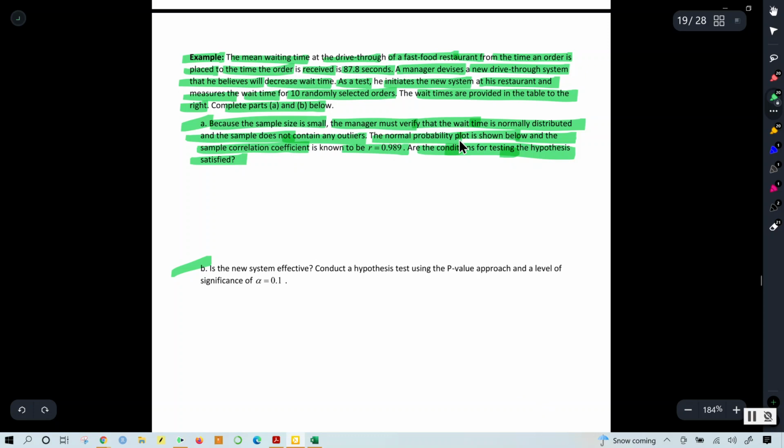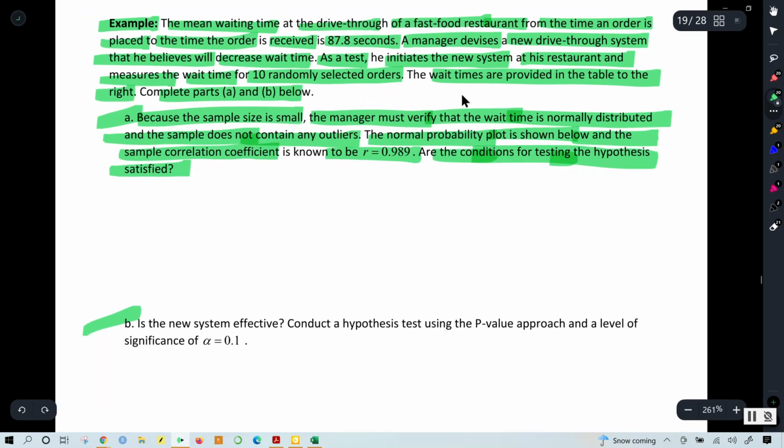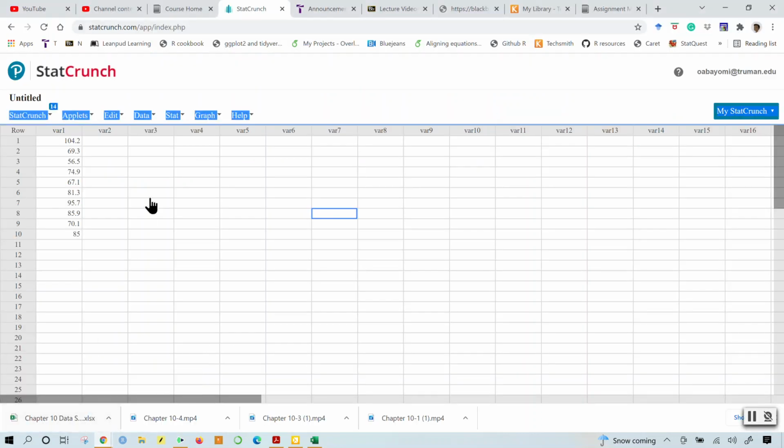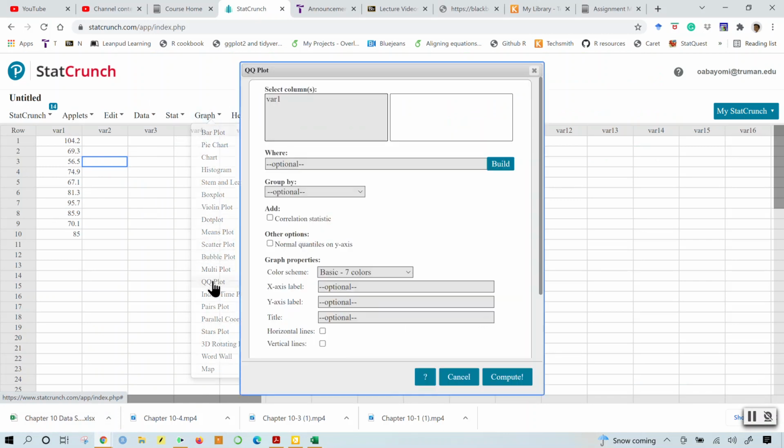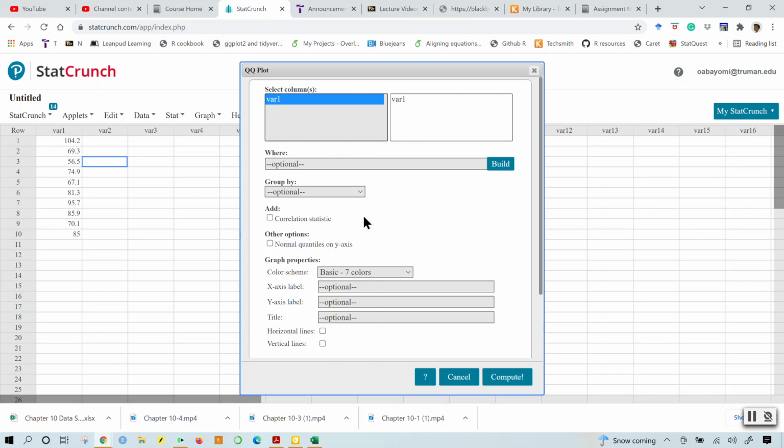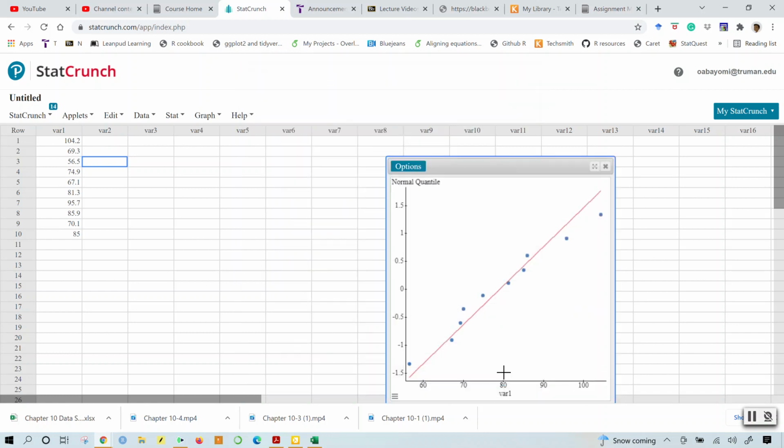To answer that question, I'm going to get the normal probability plot first. So again, I'm going to get the normal probability plot first in StatCrunch. So going back to StatCrunch, I have the data set already here, and I will go to graph. I want a QQ plot, which is the normal probability plot. So I want the data stored under variable 1. So I'll choose this, and I will like the normal quantile on the y-axis. So I will compute that.